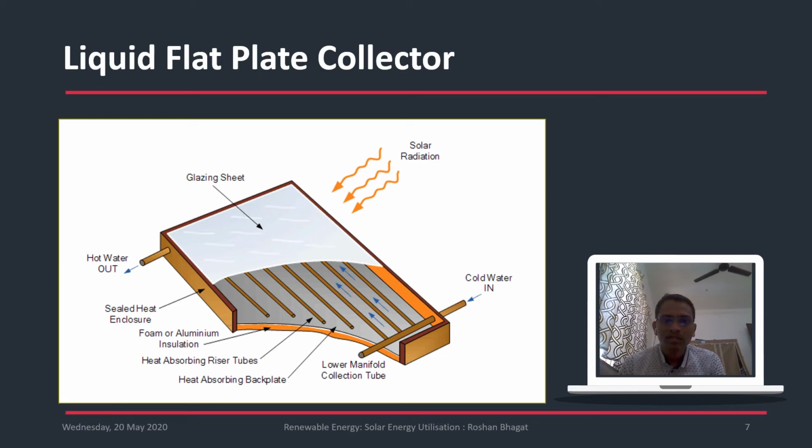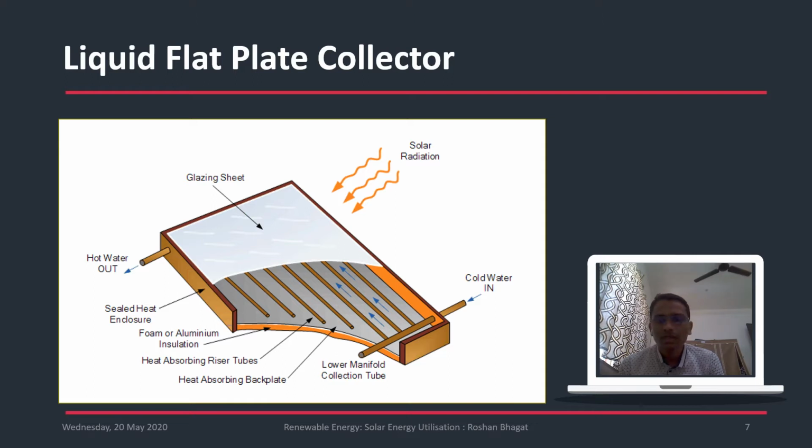So this water is circulated through the tubes. These tubes are mounted on the absorber so that whenever the solar radiations fall onto the absorber, heat is transferred to the tube and through this tube the heat is transferred to the water which is available inside. So in this way the heat transfer will take place, the water will get heated and this heated water can be used for further application.